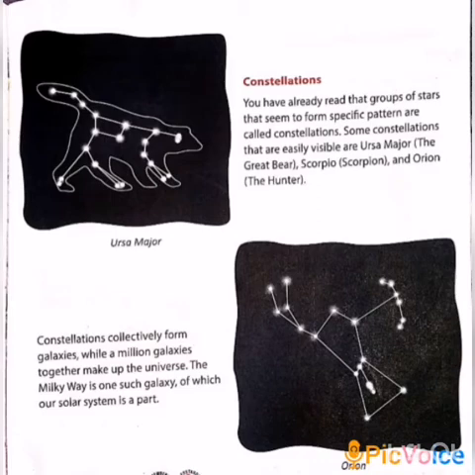Constellations collectively form galaxies. Millions of galaxies together make up the universe. We know the Milky Way galaxy. The Milky Way is one such galaxy of which our solar system is a part.